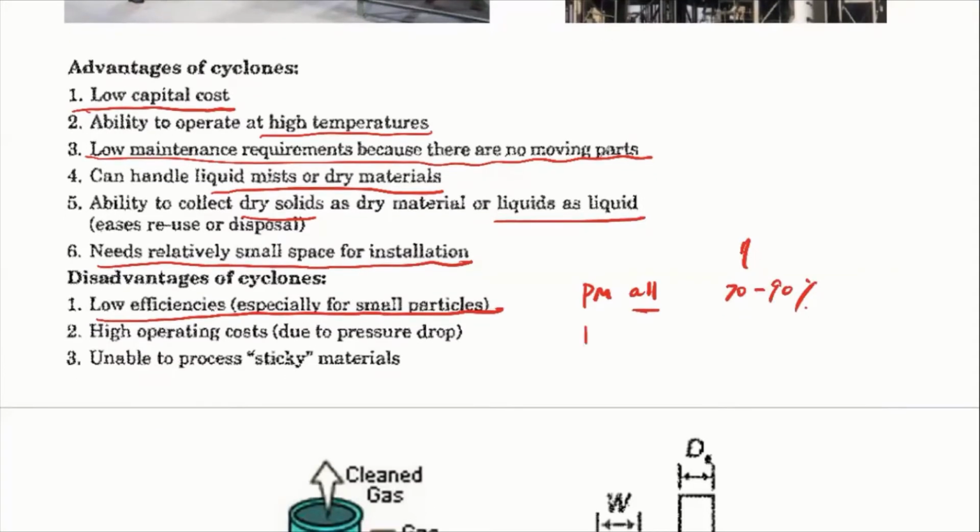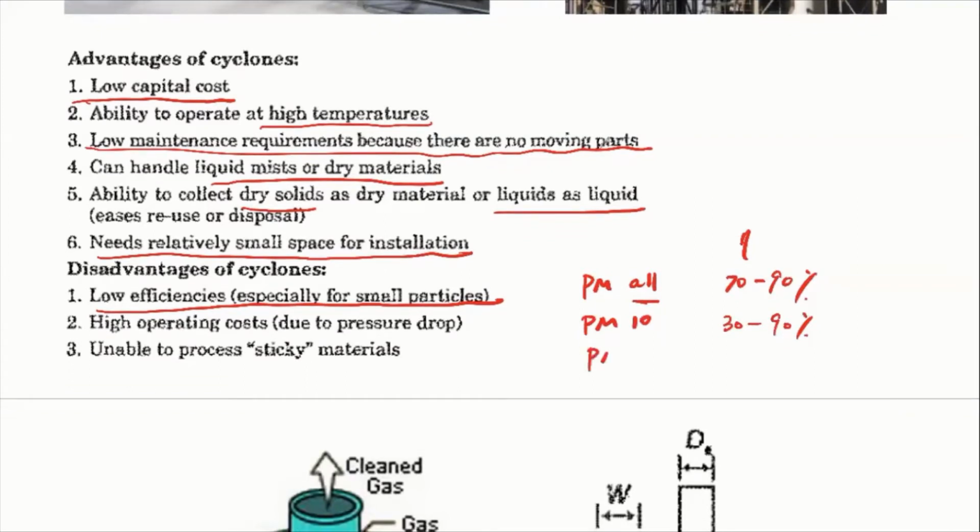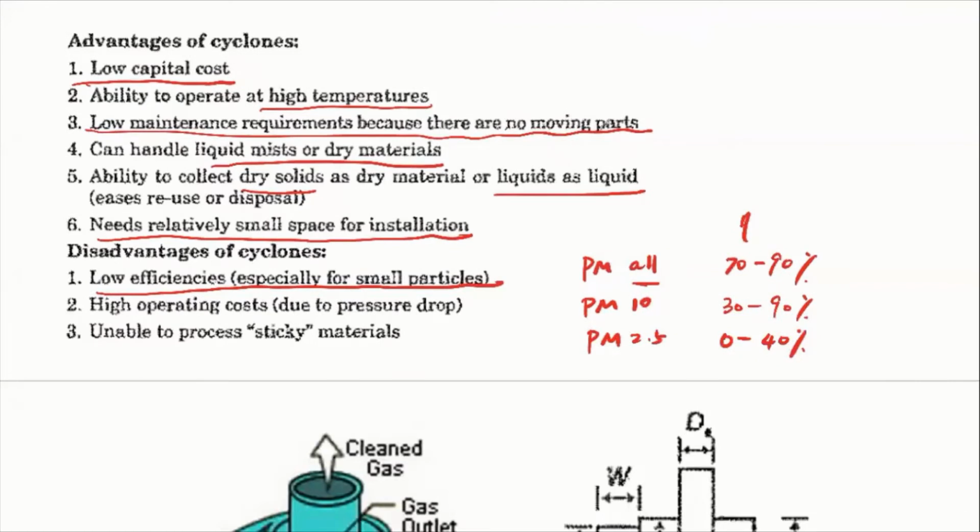But if we further zoom in to PM10, then that efficiency is 30 to 90%, depending on the structure. And if we talk about further smaller particles, PM2.5, that's just 0 to 40%. So the cyclone doesn't work very well. Under this situation, we have to use some other devices to remove very small particles.